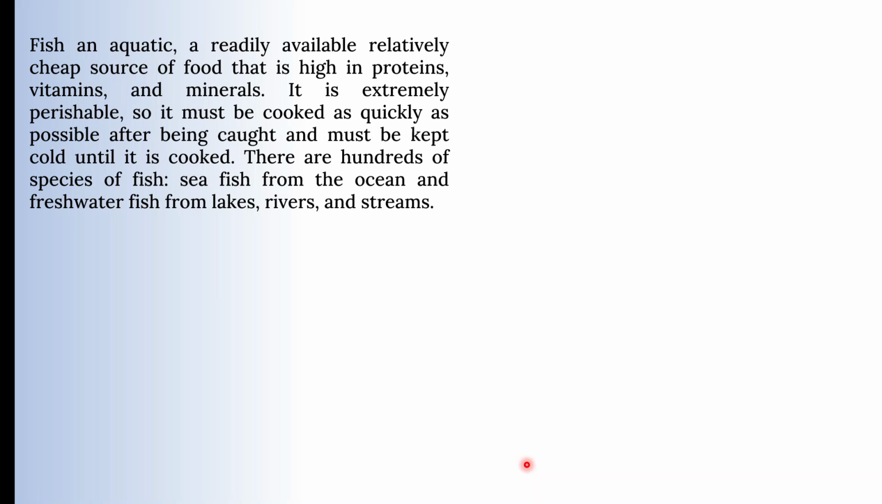It is extremely perishable. Perishable means the shelf life is very less if it is not kept in the right condition. So it must be cooked as quickly as possible after being caught, and must be kept cold until it is cooked. There are hundreds of species of fish available: sea fish from the ocean, and freshwater fish from the lakes, rivers and streams. However, only a handful of fish is known for consumption. As you all know, there are 3 parts of water and 1 part of land in this world, so you can well imagine what a tremendous variety of fish is available throughout this area.